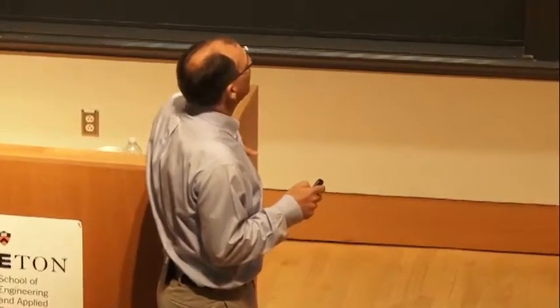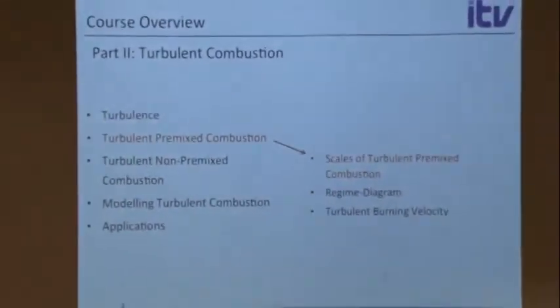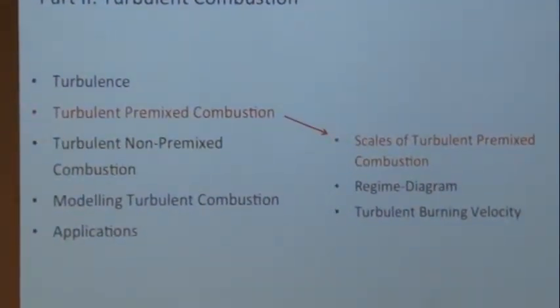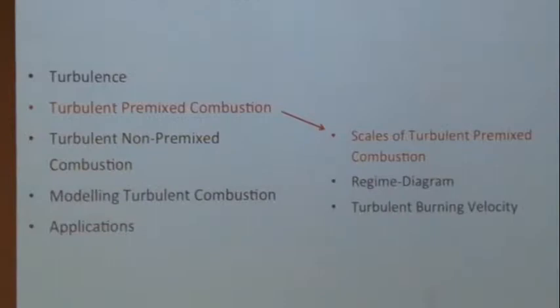So what we want to do here, we want to talk about the scales of turbulent premixed combustion. We'll review again the length scales of laminar flames. We'll review the length scales of the turbulence, and then we see how these interact. We talked about laminar flames and flame thickness, and we talked about turbulence, Kolmogorov scale and all that. But these scales now in combustion, they interact with each other.